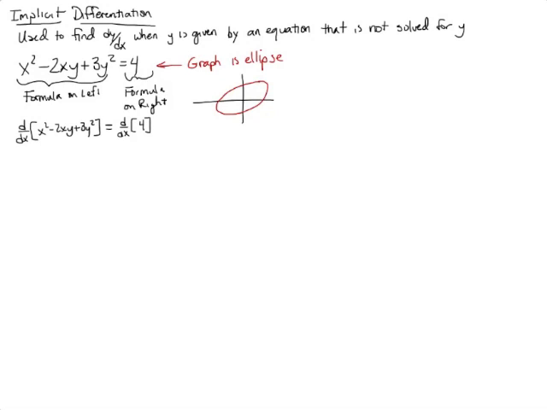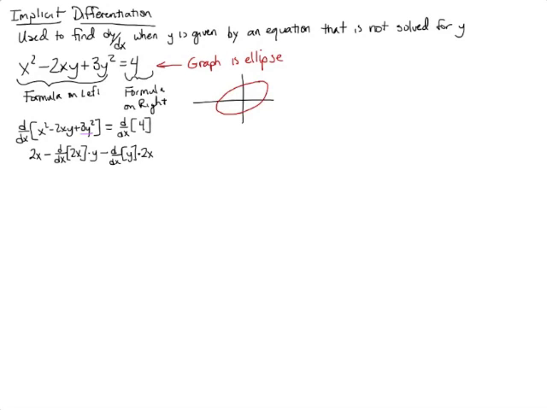And I can now use the tool of the chain rule to calculate the derivatives in terms of x, y, and dy/dx to get a new equation for my derivative. So, the derivative of x squared is 2x. The derivative of negative 2xy requires the product rule. So we need to subtract the derivative of 2x times y, and I need to subtract the derivative of y times 2x.